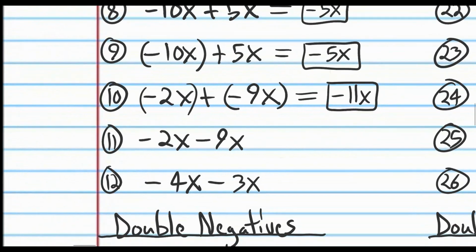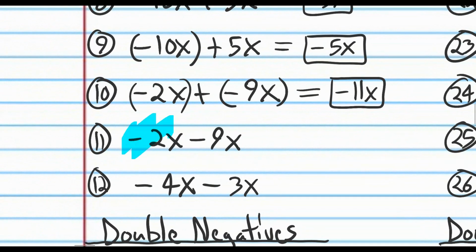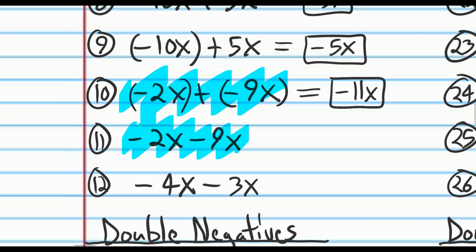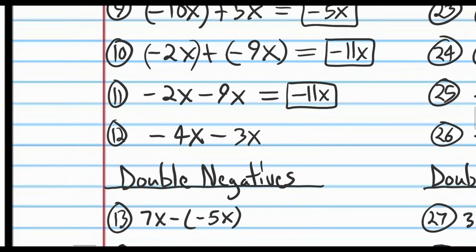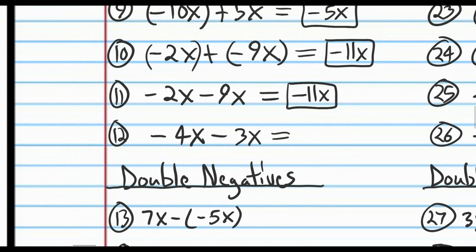Now, number 11 is just going to be a condensed form of number 10. We just got rid of the parentheses and we got rid of the addition sign. But like I mentioned in the last classes, this is the type of notation that really makes students nervous. But again, it's not that important. I mean, don't overthink it. It's just notation. So negative 2x minus 9x is the same thing as number 10. It's negative 11x.